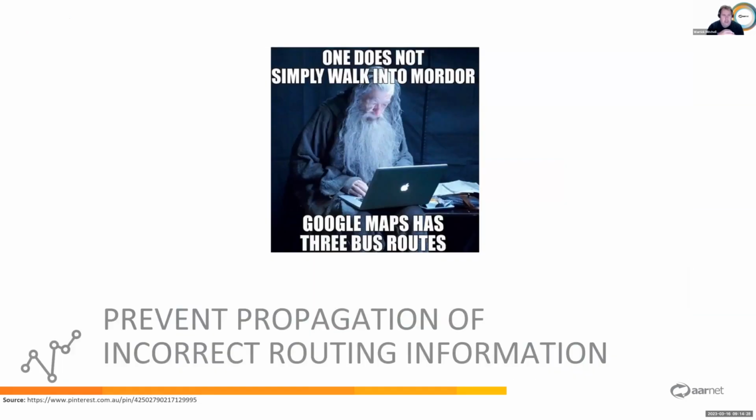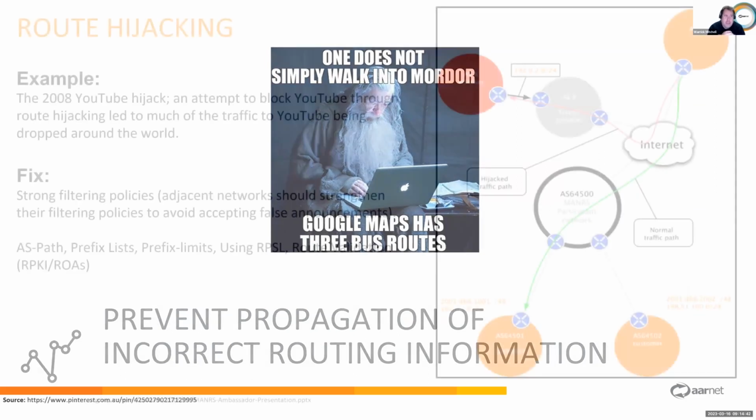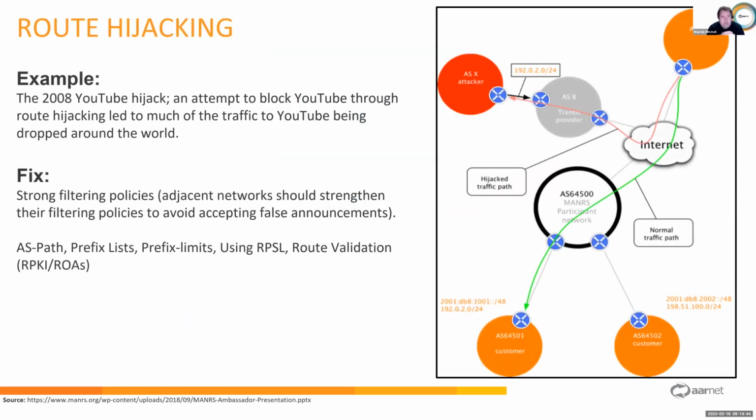So, preventing the propagation of incorrect routing information. As I've said here, one does simply not walk into Mordor. One uses Google Maps that tells you how there are 3 different buses to get there. So with this, I'll give you an example of a routing hijack. In this particular case, it was the 2008 YouTube hijack.